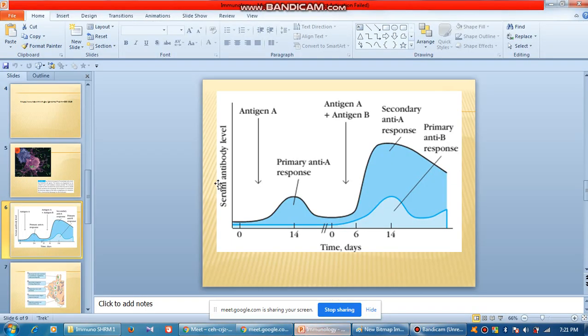So here you see what happened. Antigen A was inserted. Eventually there was, please remember, a primary anti-A response. See the peak. Now this is the peak of an HPLC curve. HPLC is a method which can give you the identity of any compound through graphical representation.